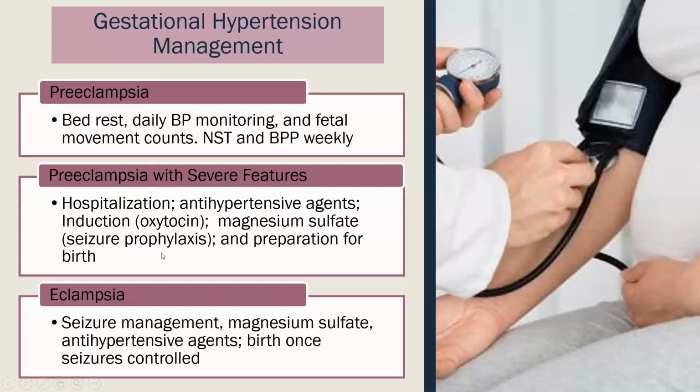Again, if we're in eclampsia, a prudent nurse will already have her room set up to manage that seizure, and we may have antihypertensive agents if we haven't already started those, and birth needs to be imminent. So that would be through a cesarean section as soon as we get the seizures controlled. We can't wait now and allow her to have a vaginal delivery.